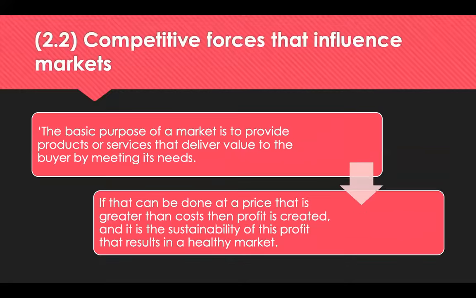Now, CIPS state that the first part of industry analysis is to understand the attractiveness of an industry. This enables another of Michael Porter's theories to be introduced. We'll discuss that one on the next slide. But the competitive forces that influence a market: the basic purpose of a market is to provide products and services that deliver value to the buyer by meeting its needs. And if that can be done at a price that's greater than the cost, then profit is created. And is it the sustainability of this profit that results in a healthy market?